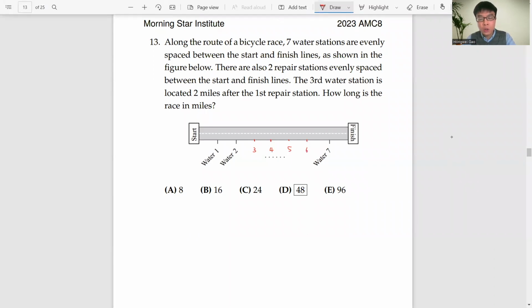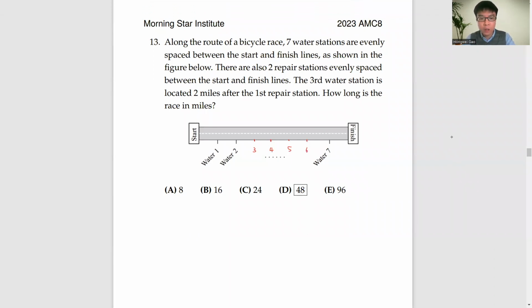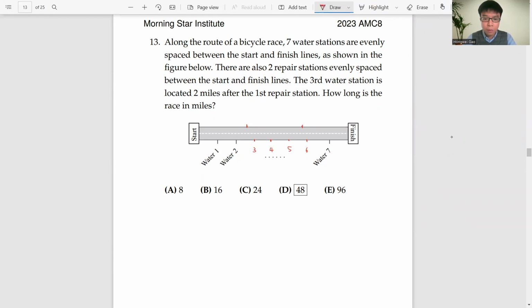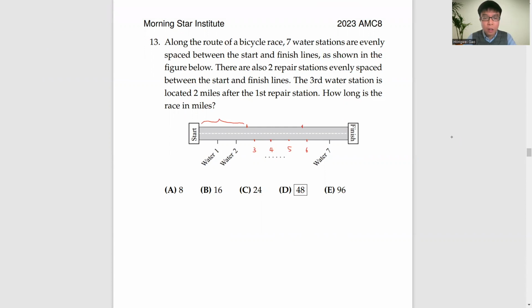Now there are also 2 repair stations evenly spaced between the start and the finish lines. So that means they divide the whole route into 3 parts evenly. So we should have 1/3 here, 1/3 here. All right, so the first repair station takes 1/3 of the whole route. And the third water station, the location is 3 over 8 of the whole route.